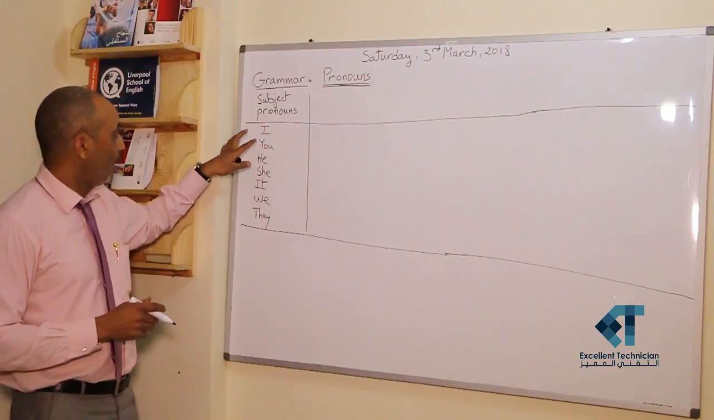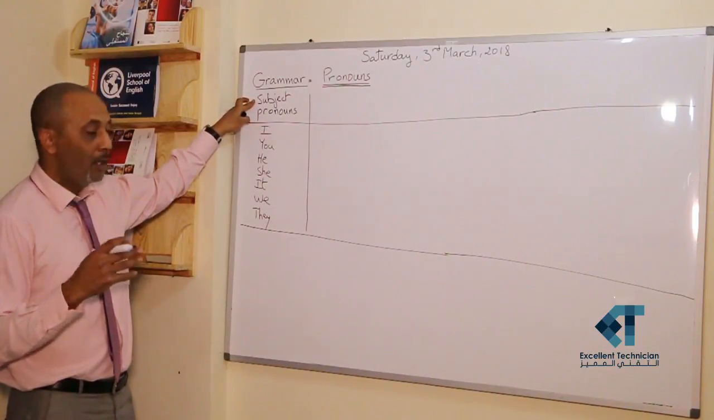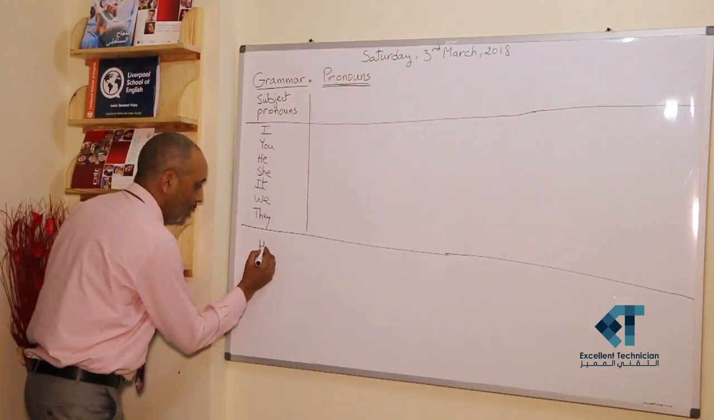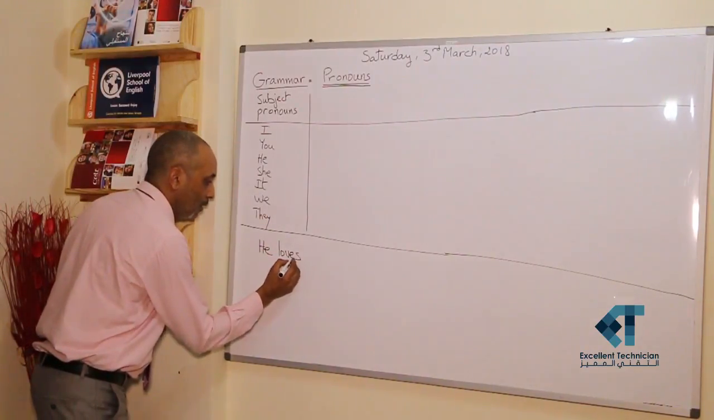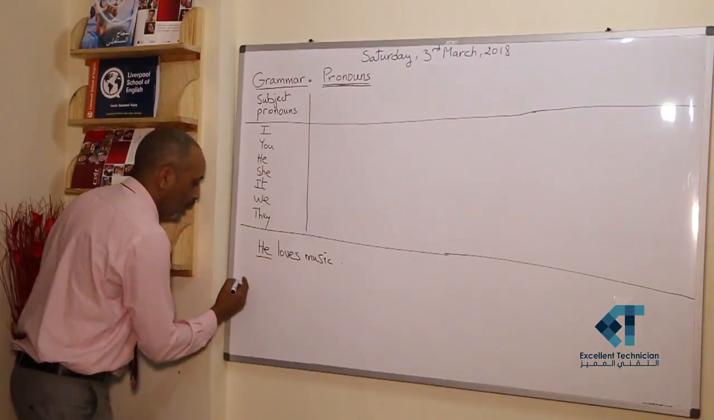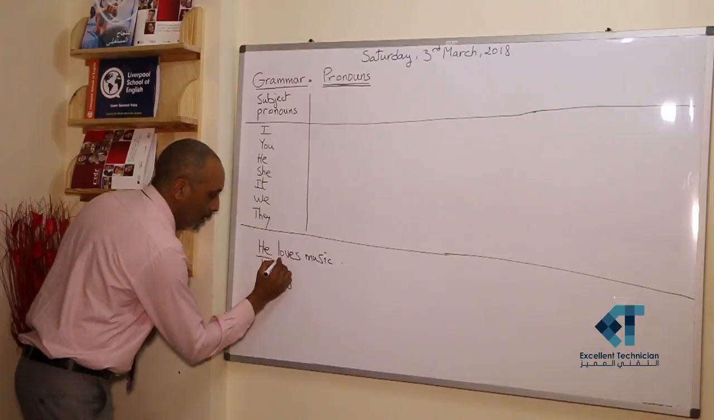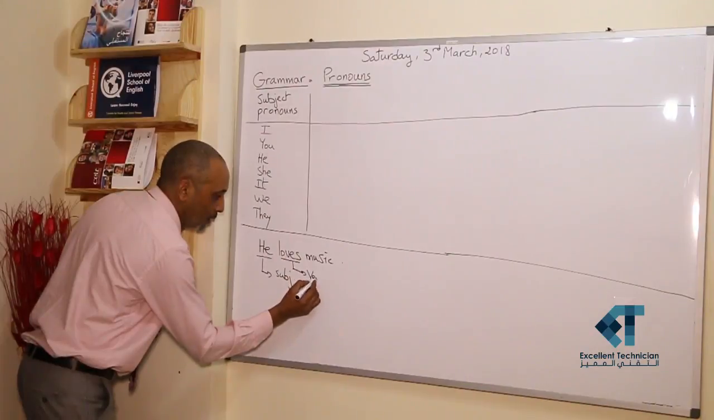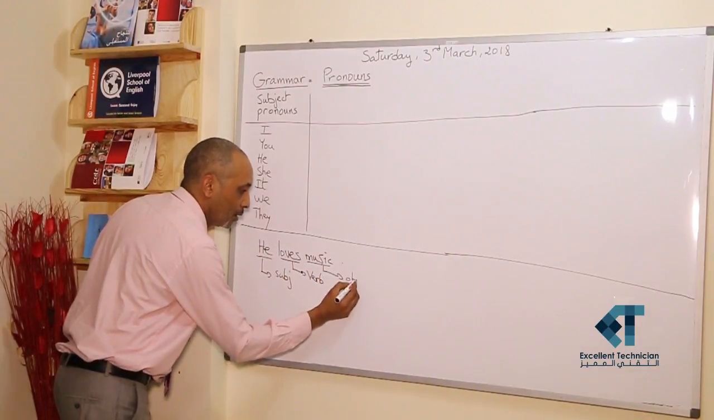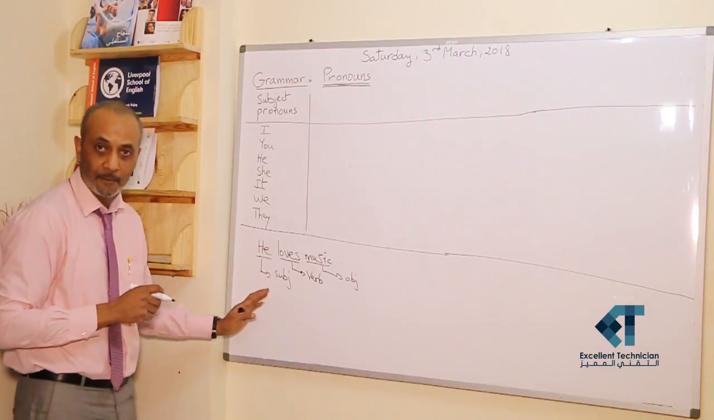We can ask ourselves, why are they called subject pronouns? This name comes from the function of each one of these pronouns in the sentence. If I say, for example, he loves music, he is the subject in the sentence. Loves is the verb, and the music is the object. So the function of this word is a subject in this sentence.